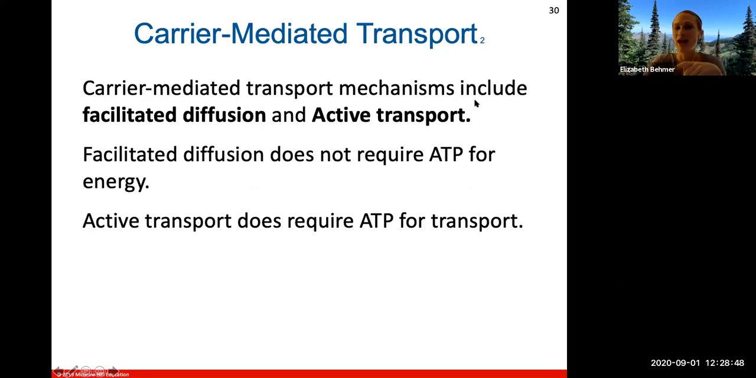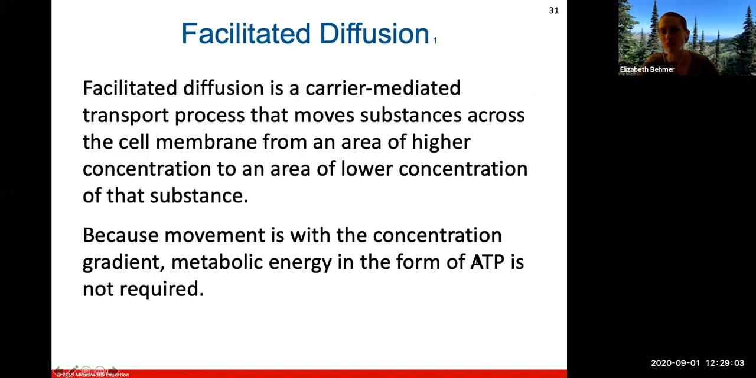Carrier-mediated transport can be passive, which is facilitated diffusion, or it could be active, which requires ATP. So facilitated diffusion does not require energy. Active transport would require ATP for transport of these molecules. Facilitated diffusion is carrier-mediated, so it uses a carrier channel protein that moves things across the membrane from an area of high concentration to an area of low concentration. Because it moves from a high to low concentration gradient, which is diffusion, no energy is required.